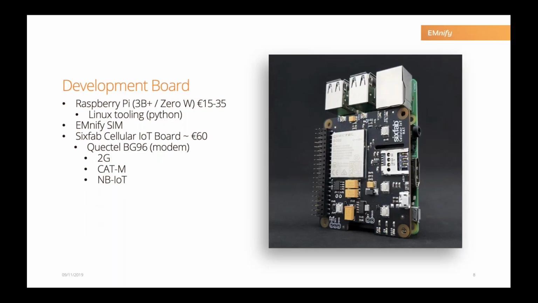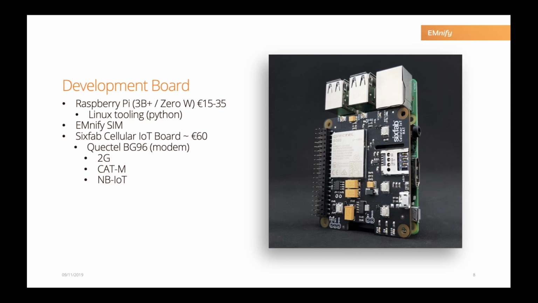So for the demo today, I'm using a Raspberry Pi. These are quite cheap. They range from about 15 to 35 euro. The great thing about these is that you can run Linux tooling on them, which means there's a lot of different options for languages. There's a lot of standard libraries that you can use that come straight out of the box or that you can install. So it's very easy to get started and they're very flexible.